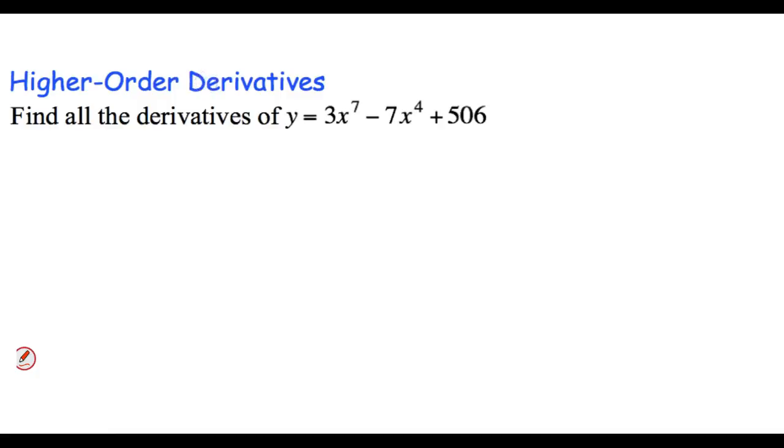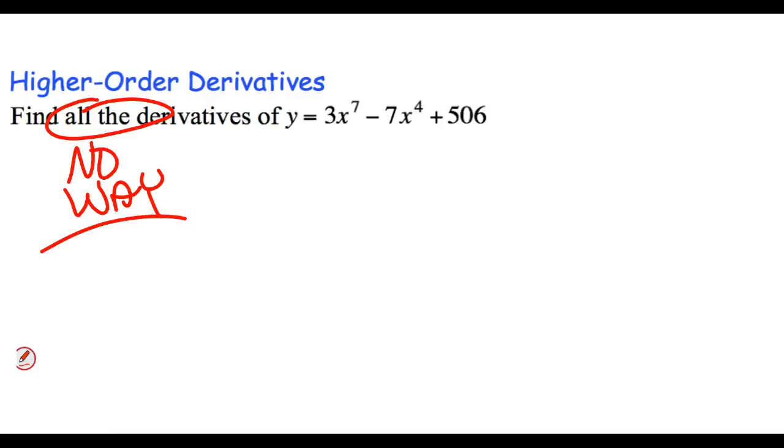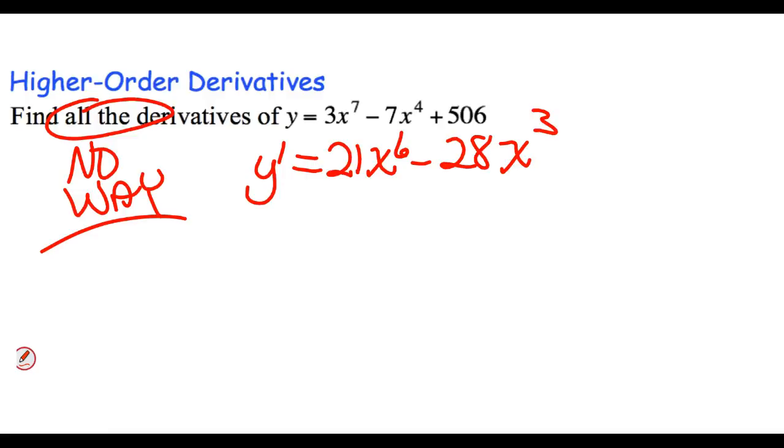Anyway, so we're not going to really do second and third derivatives of basic functions. We're going to put them more in the context of physics. But when this says find all the derivatives, I'd say no way, Jose. I'm not going to do that. But I'll start for you. I would do the first derivative by just using my power rule. It'll be nice and easy, and I'm done. That's the first derivative. Then I could do the second derivative by taking the derivative of the first derivative. Nice and easy. Power rule again.